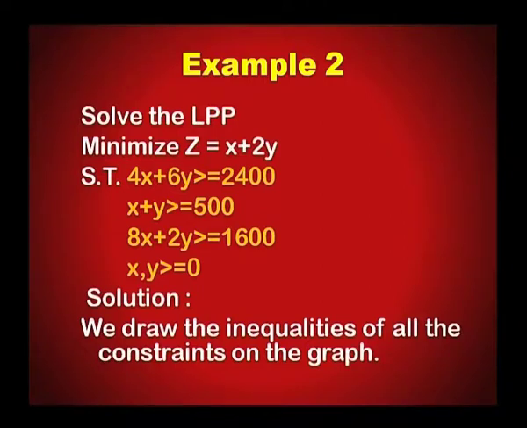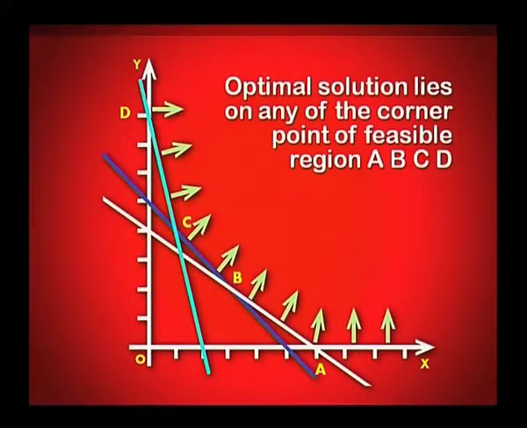Its solution is: we draw the inequalities of all the constraints on the graph as shown here. The optimum solution lies on one of the corner points of the feasible region A, B, C, D. Here, A, B, C, D are the points of intersection of these inequalities.